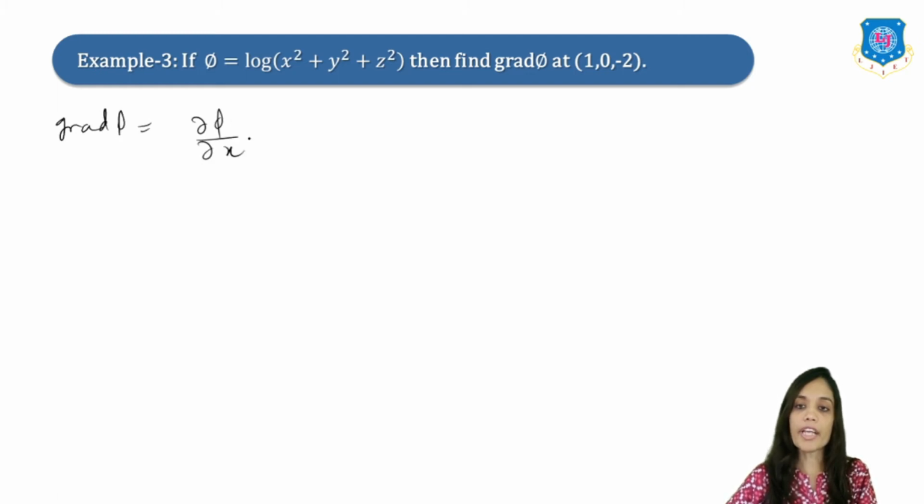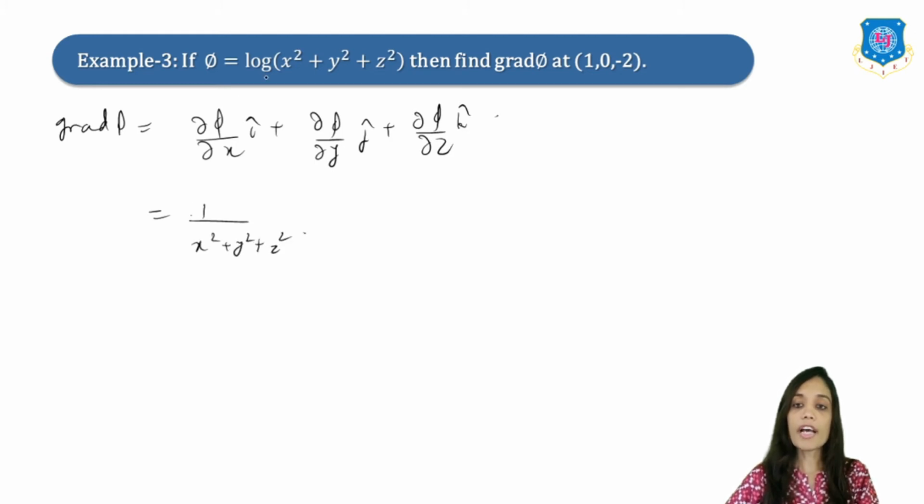It is del phi by del x i cap plus del phi by del y j cap plus del phi by del z k cap. So the derivative of log will be 1 upon x square plus y square plus z square. Now we have to evaluate with respect to x. So using chain rule, these two will be constant and the derivative of x square will be 2x, right?